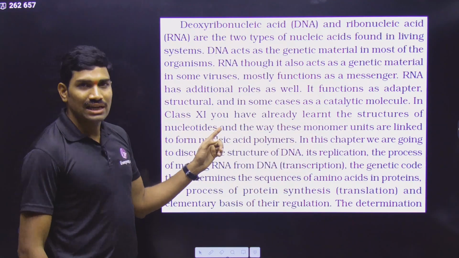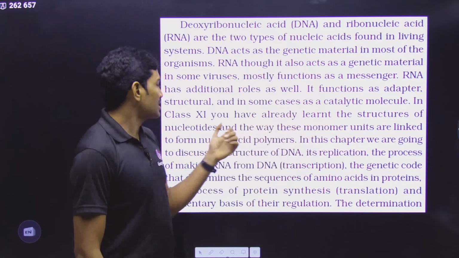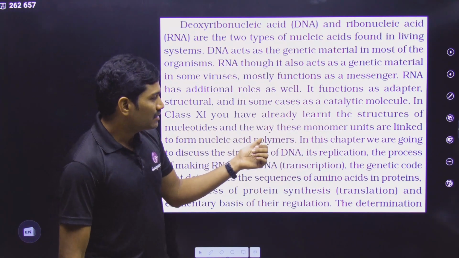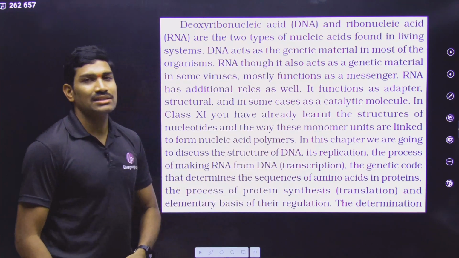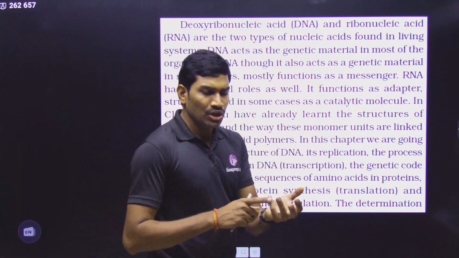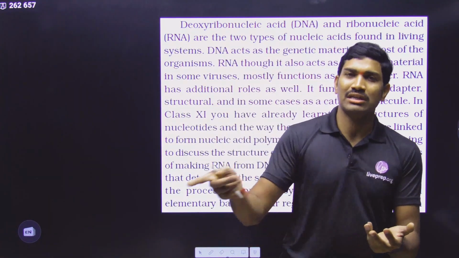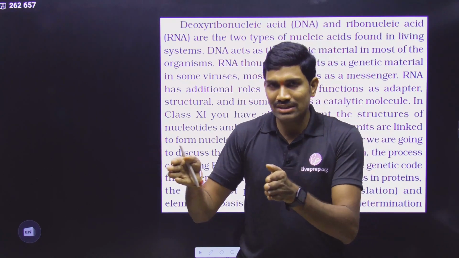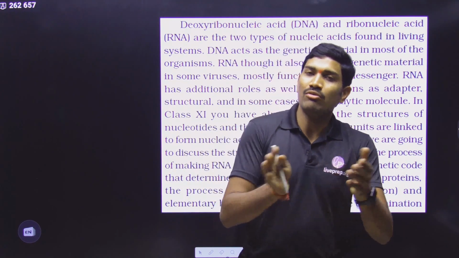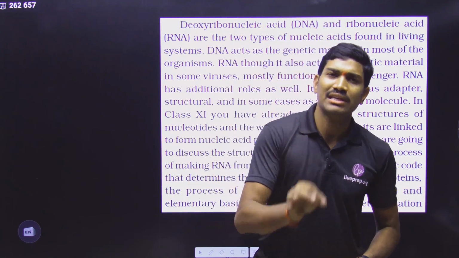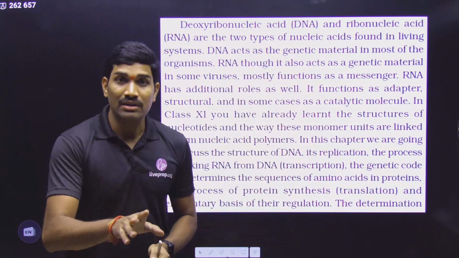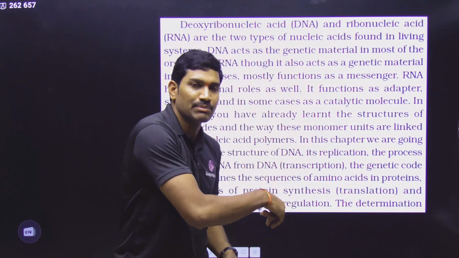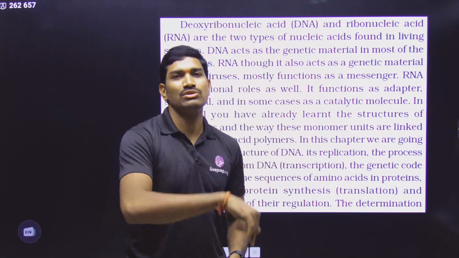Next one, in class 11th, you have already learned the structures of nucleotides and the way these monomer units are linked to form nucleic acid polymers. Already we have studied nucleotide structures in biomolecules, and how nucleotides are attached to each other and form nucleic acid, everything in detail in class 11th biomolecules. But once again they gave it in this chapter also, so again you need to study this.